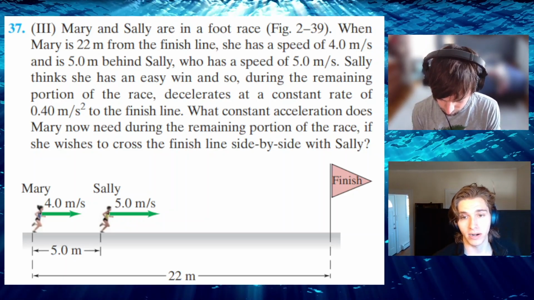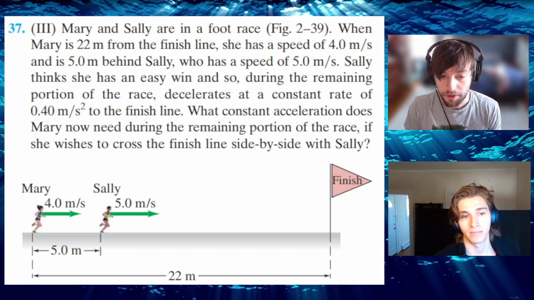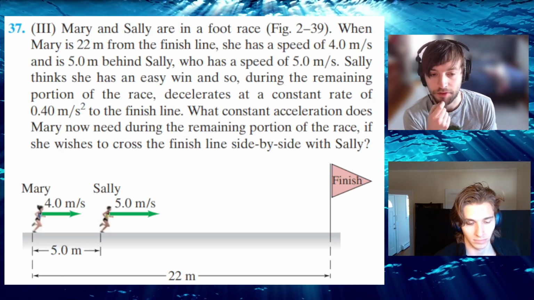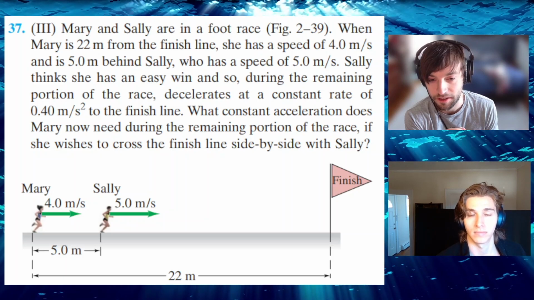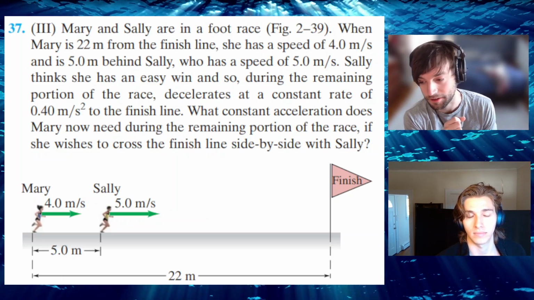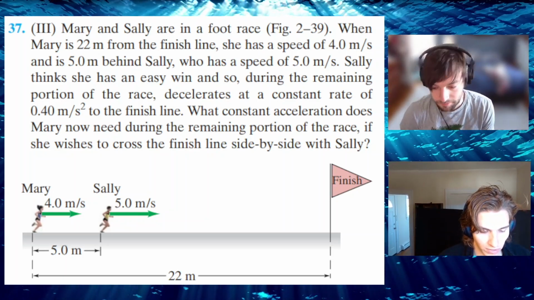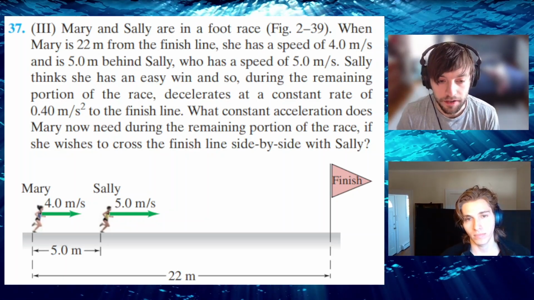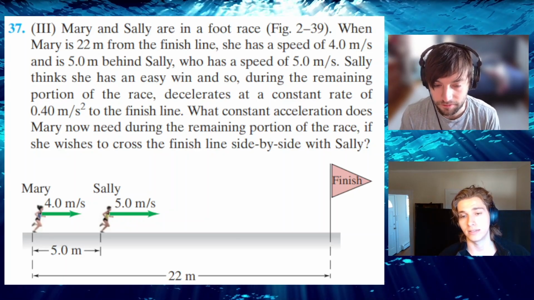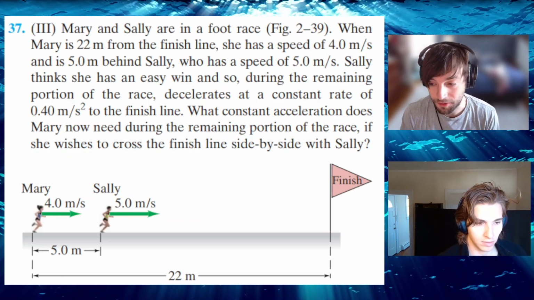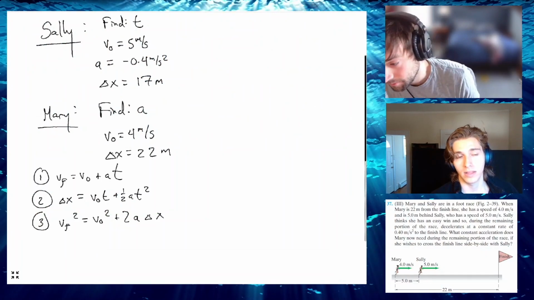Now for Mary. What are we actually trying to find with Mary? With Mary, we have to find her constant acceleration that she'll need to finish alongside Sally. We have her initial velocity, right? Her initial velocity is 4 meters per second. And what distance does she have to cover? She has to cover the full 22 meters. Awesome. So this is our setup.